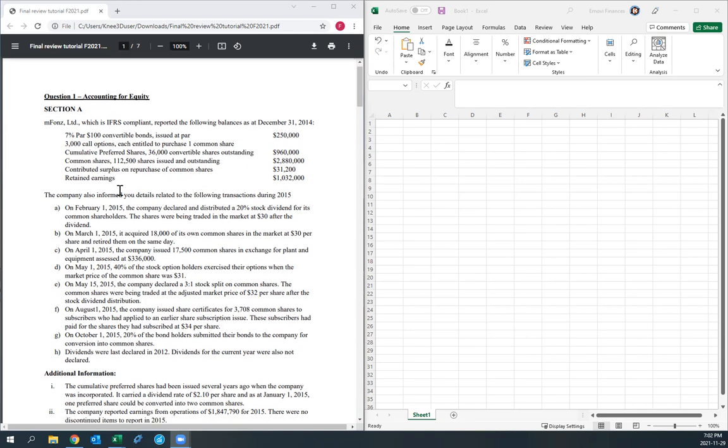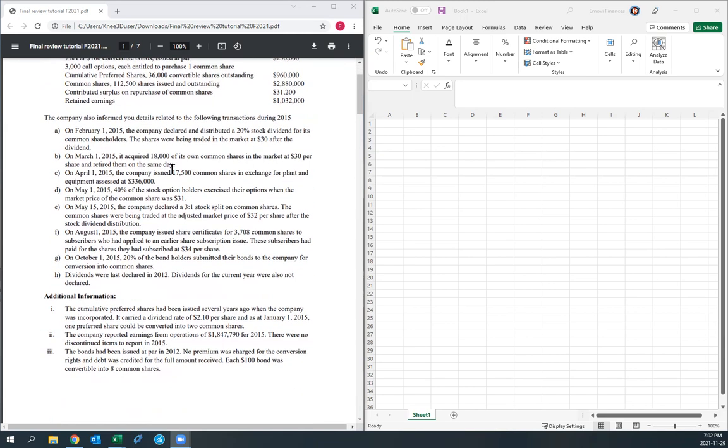The company also informed you of details related to the following transactions during 2015. On February 1st, 2015, the company declared and distributed a 20% stock dividend for its common shareholders. The shares were being traded in the market at $30 after the dividend. On March 1st, 2015, it acquired 18,000 of its own common shares in the market at $30 per share and retired them on the same day. On April 1st, 2015, the company issued 17,500 common shares in exchange for plant and equipment assets at $336,000. On May 1st, 2015, 40% of the stock option holders exercised their options when the market price of the common share was $31.